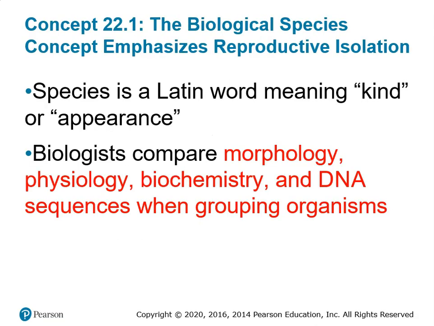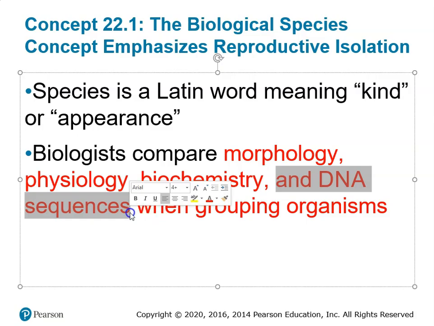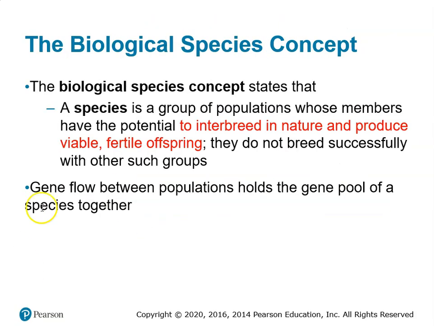Species is a Latin word meaning kind or appearance. So what do biologists compare? Morphology and physiology, which is how things look and how things function, biochemistry, chemical reactions, and DNA sequences, which of course is the main thing when grouping organisms together. Here is the biological species concept, in our learning objectives: to interbreed in nature and produce viable, fertile offspring. They do not breed successfully with other such groups.